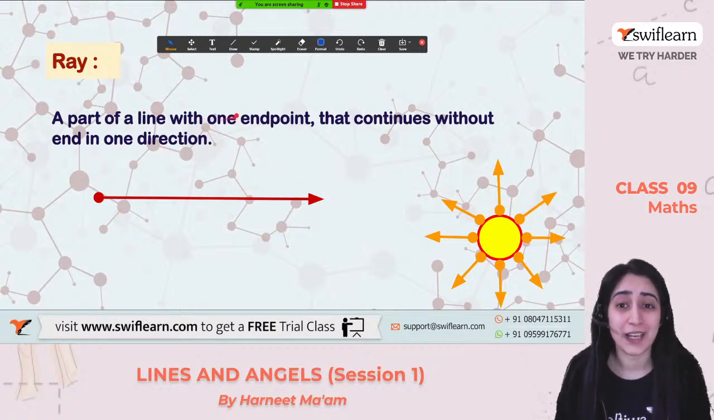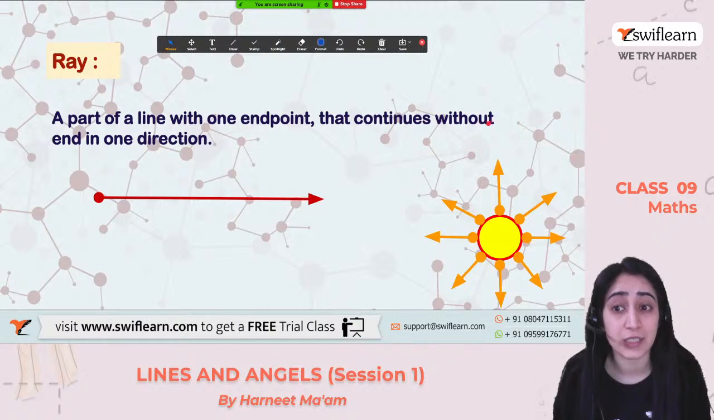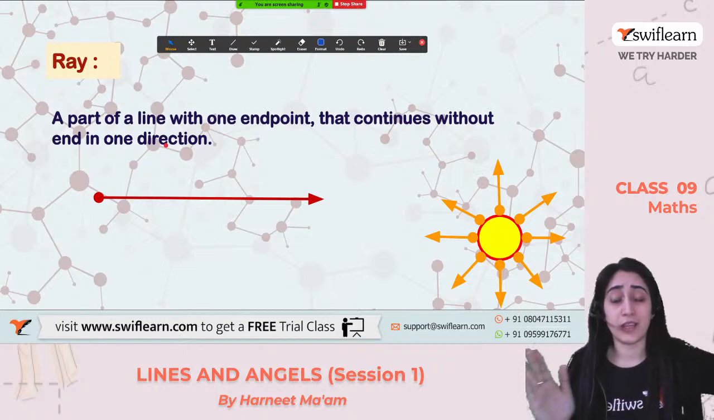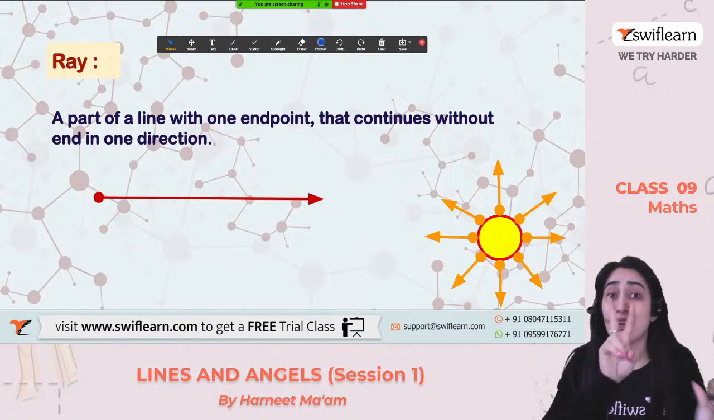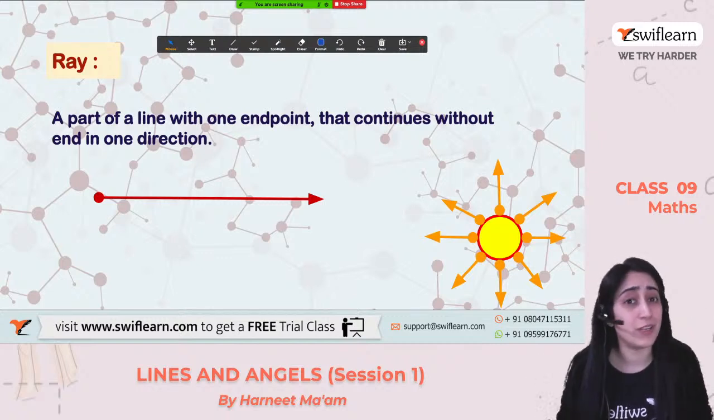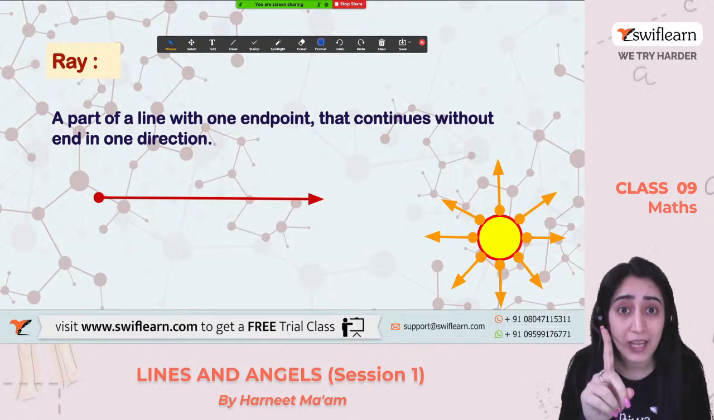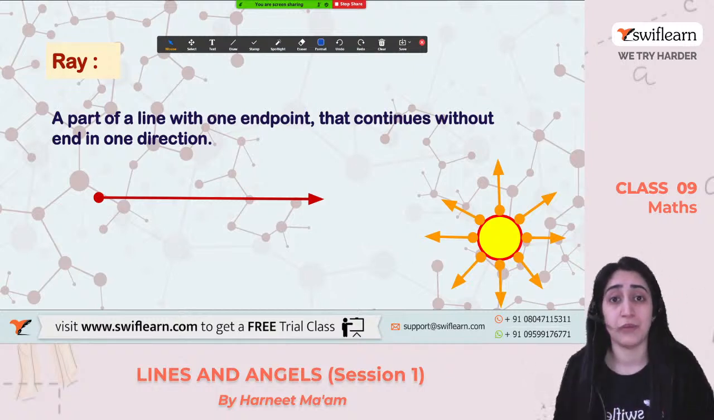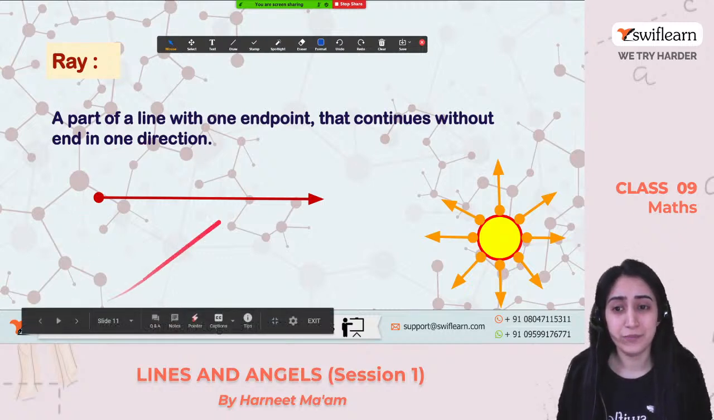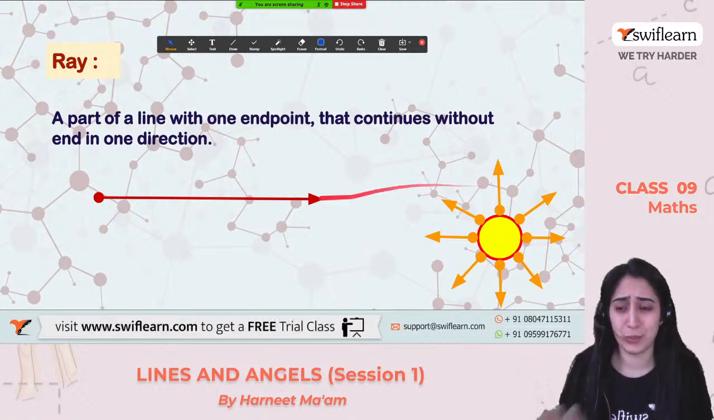A part of the line which has one endpoint that continues in one direction without any endpoint. So in one direction, it keeps on going and going. So when there are 2 endpoints, we call it a line segment. When there is no endpoint, we call it a line. But when there is one endpoint and that keeps on going, we call it a ray, right? Good. So what would we say is an example of a ray? Sun rays, right? Pretty easy with the name.